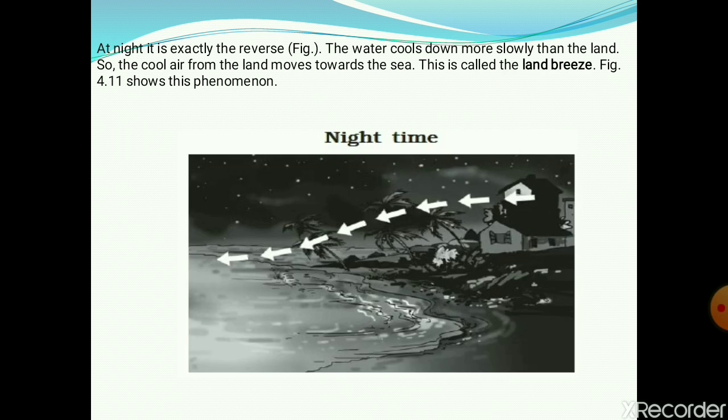At night, it is exactly the reverse. The water cools down more slowly than the land. So, the cool air from the land moves towards the sea. This is called the land breeze. Figure shows this phenomenon.